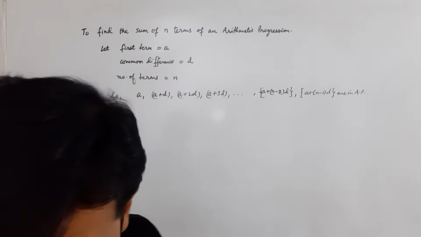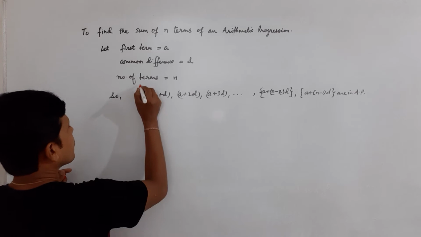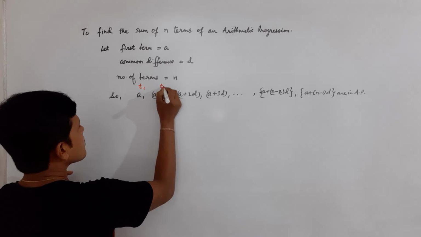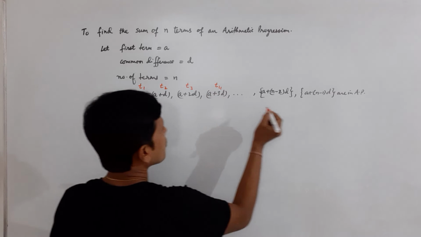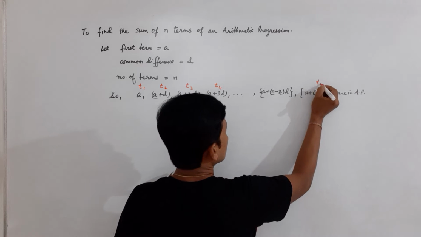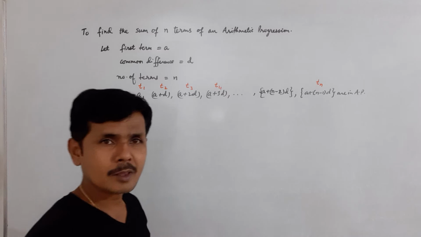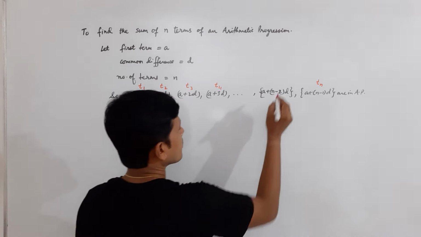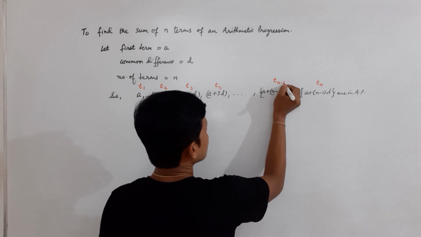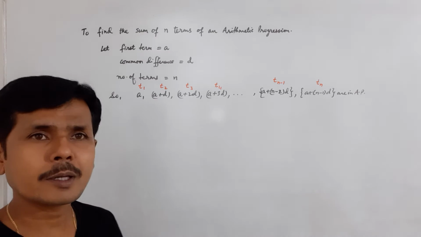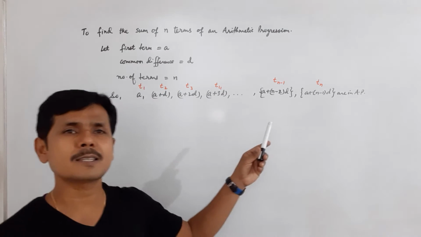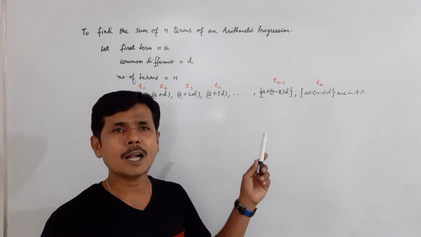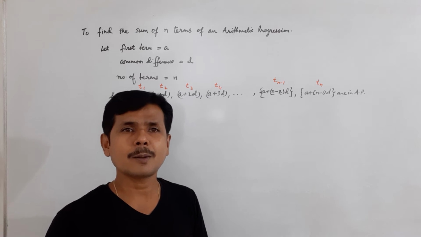I'm writing, look, this is our first term, second term, third term, fourth term. This is the nth term, that is the last term. Okay, this is the second last term. Now we will find the sum of all these terms and we will get a formula.